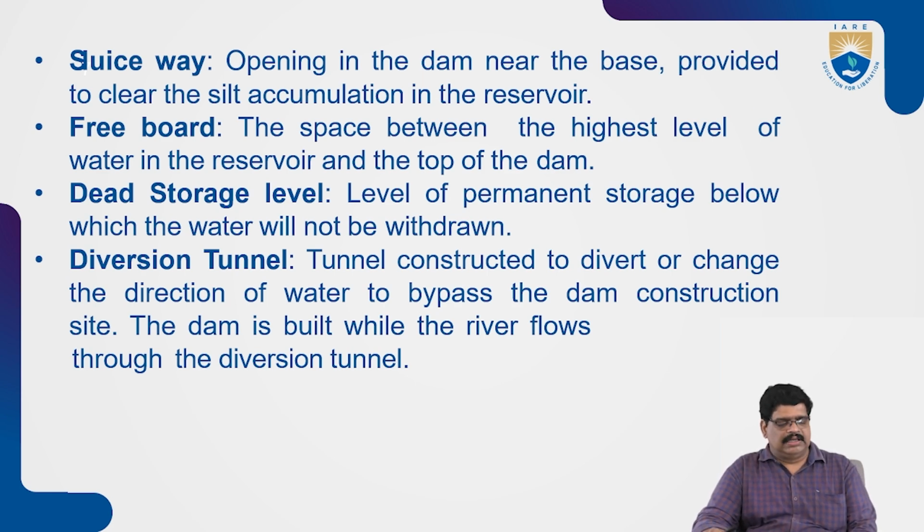Next, diversion tunnel. A diversion tunnel is constructed to change the direction of some of the floodwater, so that some of the water can be diverted another way. Why? Because the inflow will be very high compared with the outflow. So the water is diverted another way. That is called the diversion tunnel.